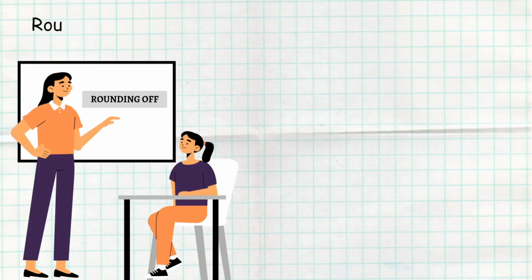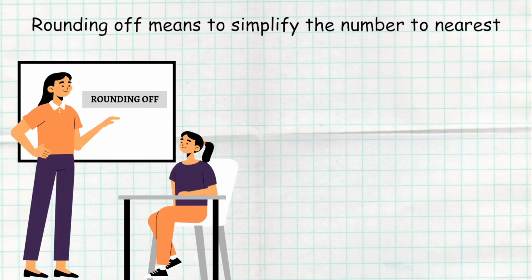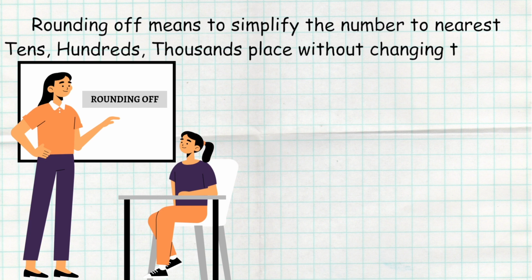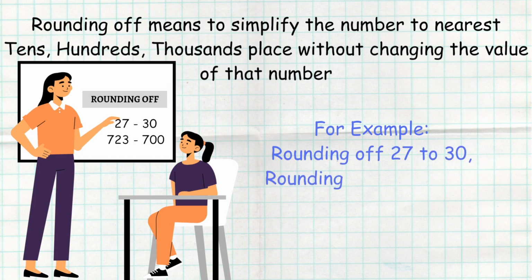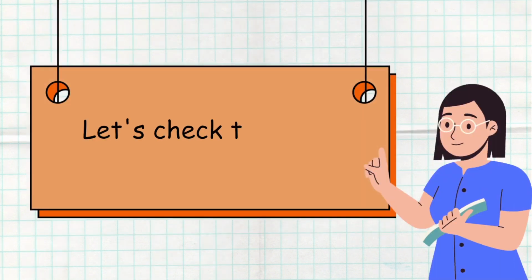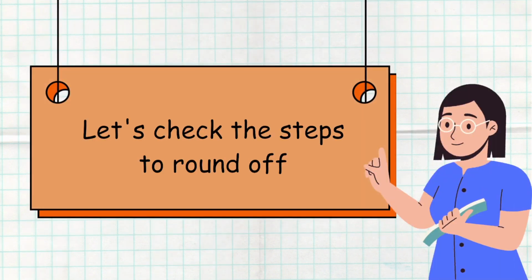Rounding off. Rounding off means to simplify the number to the nearest tens, hundreds, thousands place without changing the value of that number. For example, rounding off the number 27 to 30 and rounding off 723 to 700. Now let's check the steps to round off.